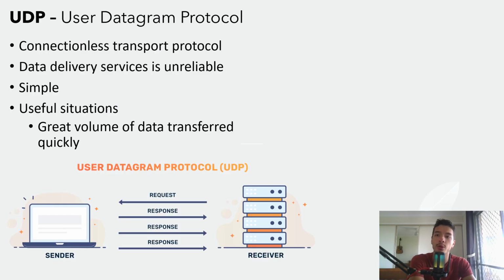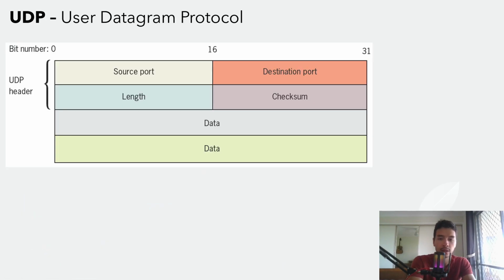So the UDP, User Datagram Protocol. A connectionless transport protocol, its data delivery service is unreliable. So this is not a reliable service. It's more so just for things like gaming and sending things where data can be lost, and it's not as reliable as TCP. Well, TCP is reliable, but this doesn't have that reliability in the same sense. Useful situations are where a great volume of data is transferred quickly. This uses a different sort of setup. It's not a FIN, ACK or SYN setup. It's more just sending and responding.